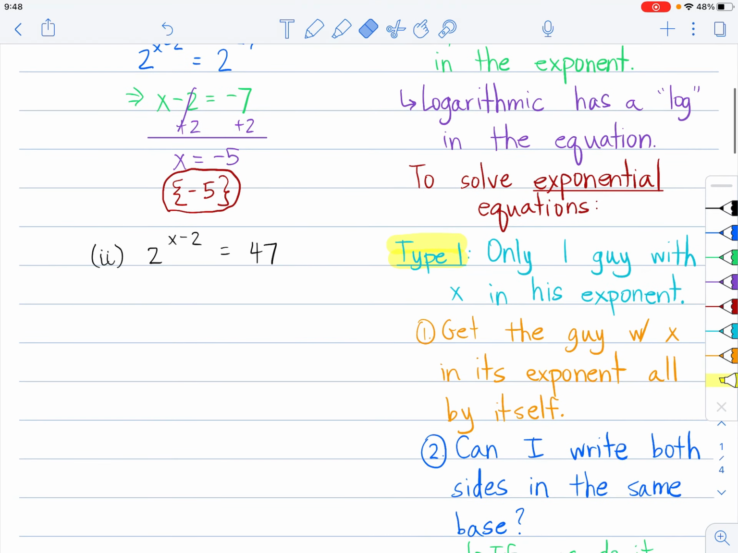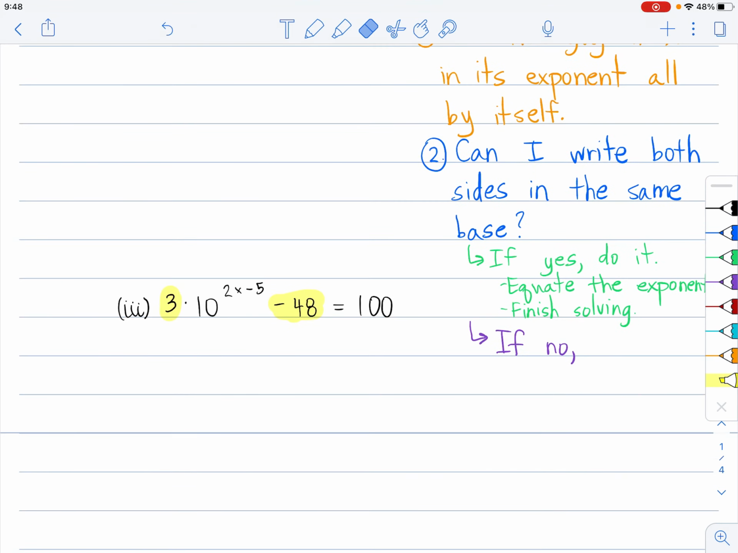And then the question is, well, how do I solve for x when he is trapped up here in the exponent? The way that we solve for x when he is trapped up in the exponent is that you are going to log base b both sides of the equal sign.